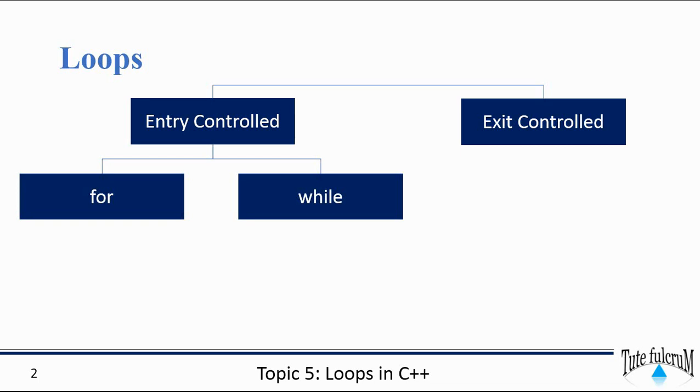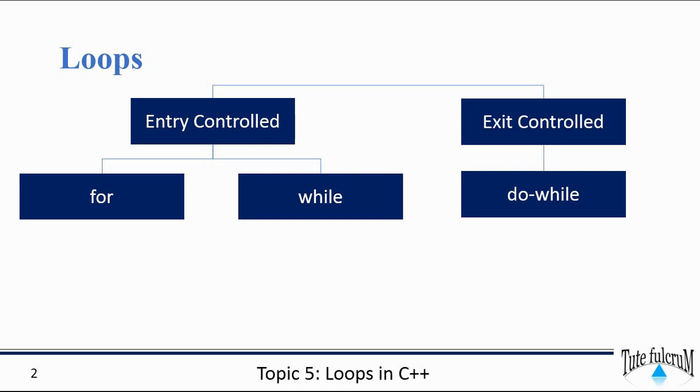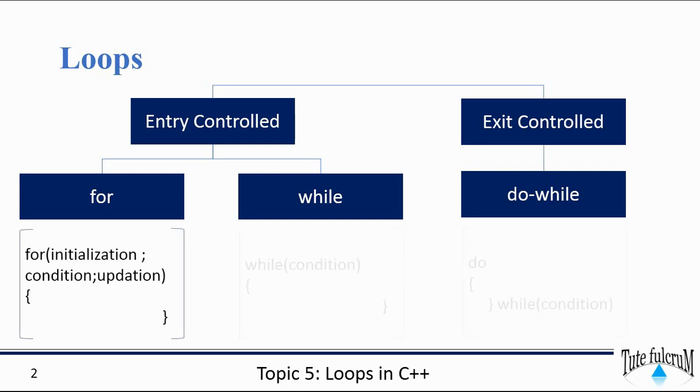In exit controlled loop, the test condition is tested or evaluated at the end of the loop body. Therefore, the loop body will execute at least once irrespective of whether the test condition is true or false. Do while loop is an exit controlled loop. So let's discuss the for loop in detail in this session.